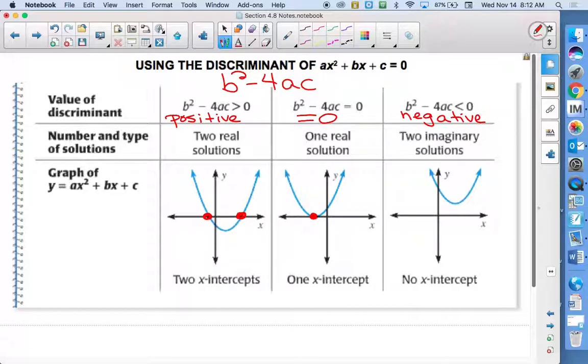So a solution is when a graph touches an x-axis. That's what we're really solving for when we're finding x. Where is the graph crossing the x-axis? So if it doesn't cross the x-axis, then there's not a solution to the graph. There's not a solution for x. So those would be the three options that we have to look at.